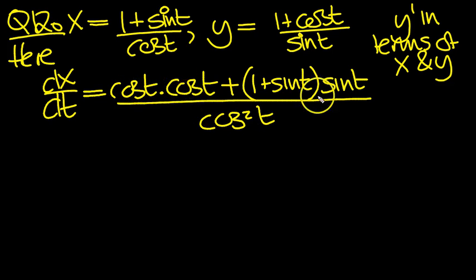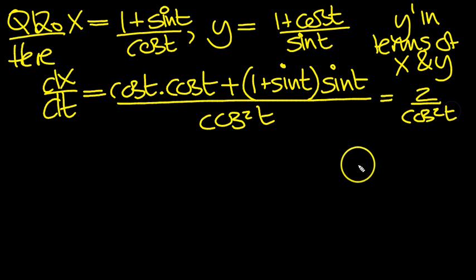What do we have? We have cos squared here, we have a sine squared here. When we expand this bracket, that will be 1, plus another 1, we'll have 2 over cosine squared t.